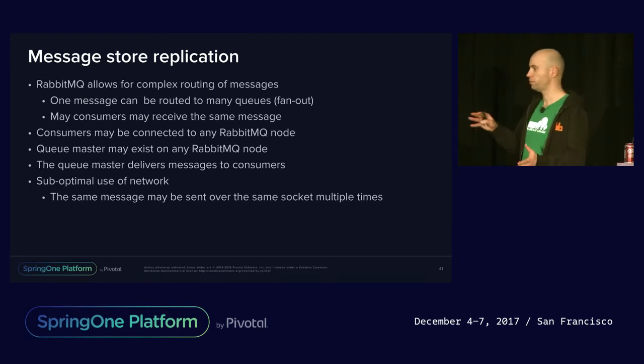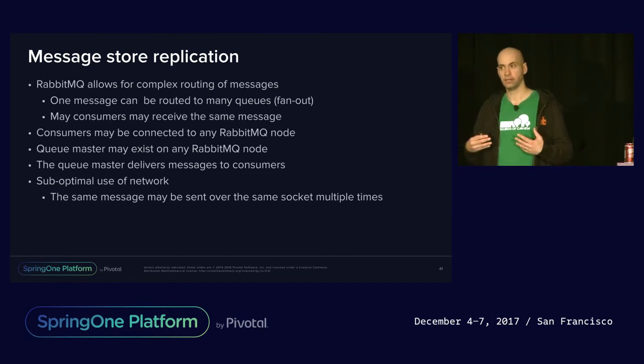RabbitMQ allows for very complex routing of messages. So a single message that you publish to an exchange could be routed to many, many queues in a fan-out type of pattern, which means that message will be copied all over the system. Which results in many consumers receiving the same message body that was copied to many, many queues.